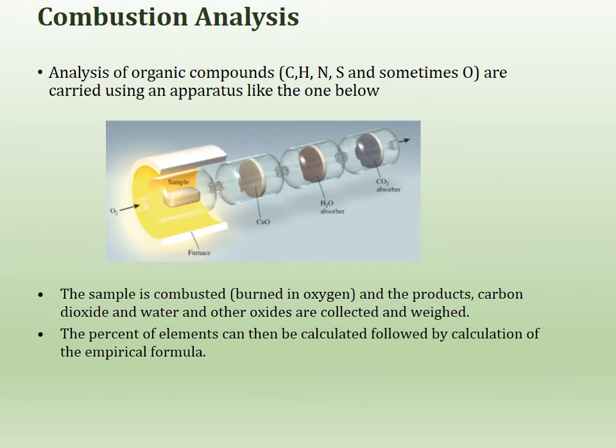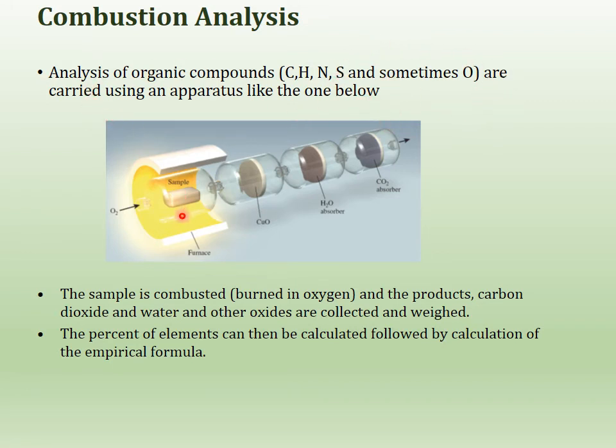Combustion analysis is a very interesting thing. It is a way to find out what kind of elements are present in a compound. These are typically for organic compounds, organic meaning something that is covalently bonded, on the right hand side of the periodic table. And so the elements that you study in this are carbon, hydrogen, nitrogen, sulfur, and sometimes oxygen. And you will see what I mean by sometimes oxygen in just a second.